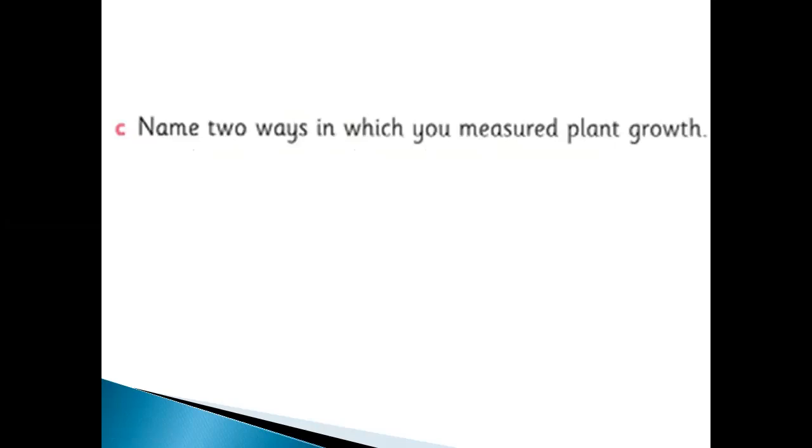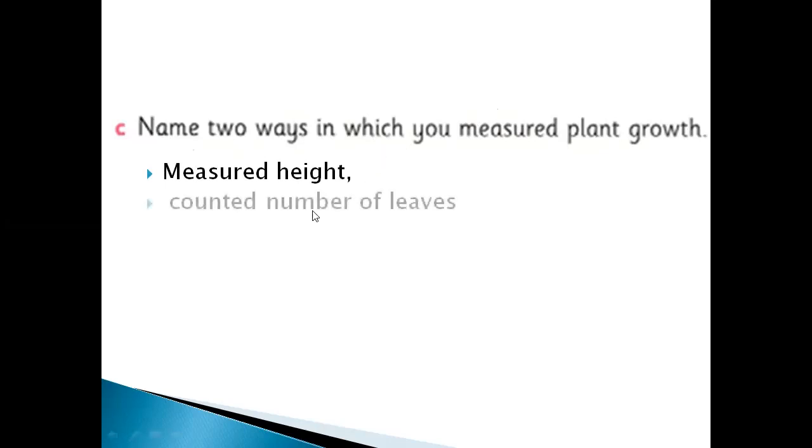Question 1c. Name two ways in which you measured plant growth. So we can write easily: measured height. Like this we know it's growing. And another thing, counted number of leaves. You also know plant A leaves increasing and plant B leaves change the color and fall down. So name two ways in which you measure plant growth. We measure plant growth by measuring height and number of leaves.